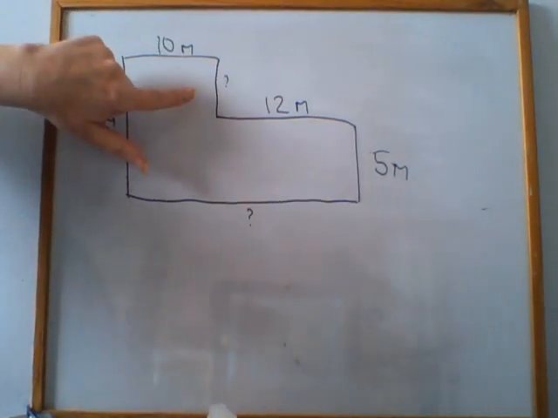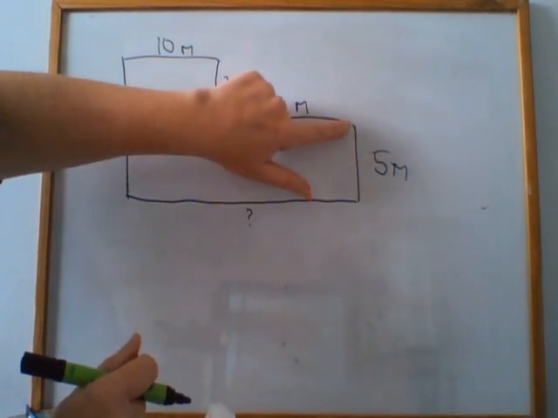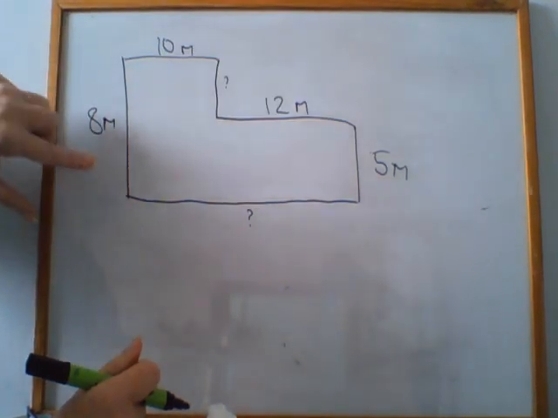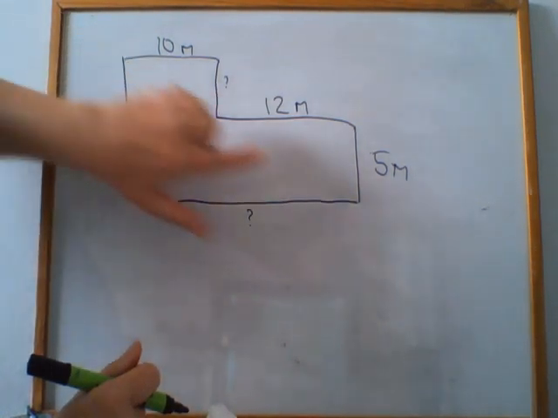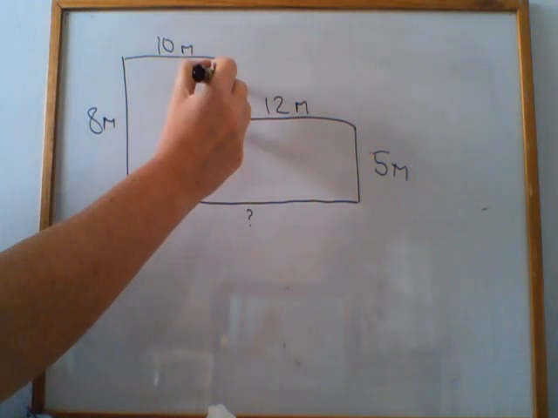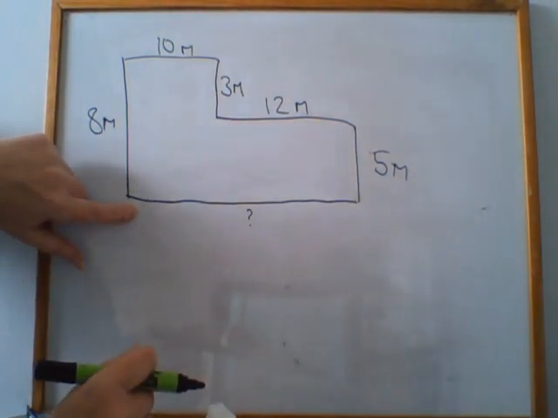I don't know what that is. So let's have a look. How would I find this one out? Well, I've got 5 to here, but I need to find out to here. So I'm going to look straight away at the other side here, and I can see that from the bottom to the top is 8 meters. So from here to here is 8 meters, here to here is 5, so this extra bit here must be 3 meters.